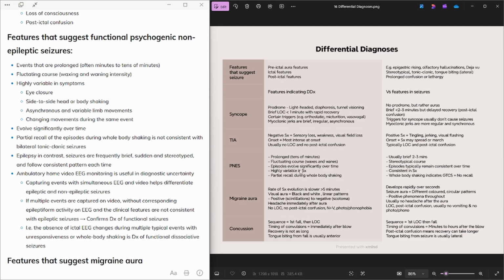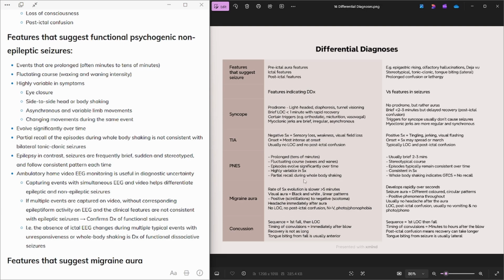The symptoms of PNES are highly variable, and so you will have certain features that usually will not be present in seizures, such as eye closures and side-to-side head or body shaking. The limb movements will typically be asynchronous and variable, and there can be changing movements during the same event itself, as we mentioned before. Whereas with seizures, the symptoms are typically very consistent, such as the auras or the tonic-clonic or myoclonic jerks that we touched on before.